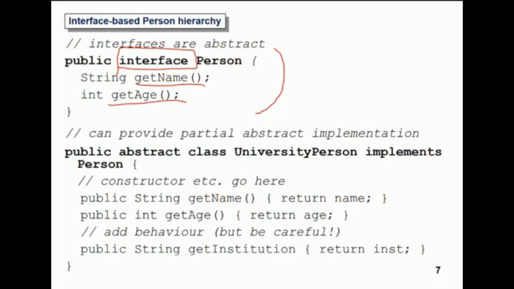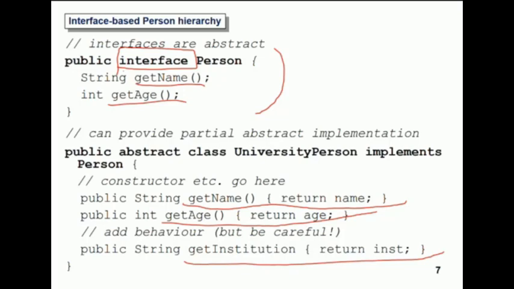So in this case, what we've done is we've placed all the common behavior within the university person abstract class. We've implemented getName here, we've implemented getAge, and we've implemented getInstitution, all within the university person abstract class. Okay, and I presume that any specialized behavior then goes into the concrete classes below.